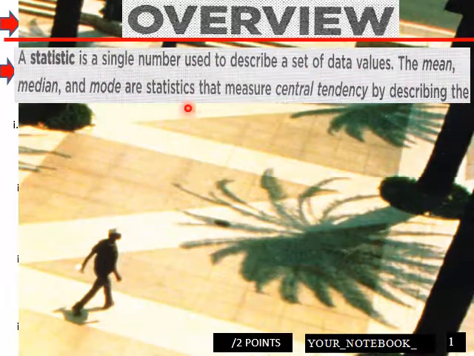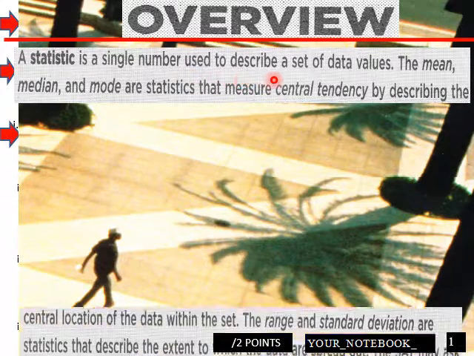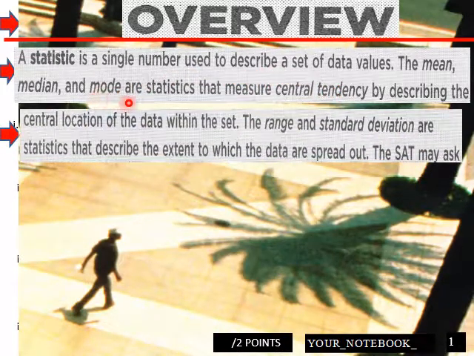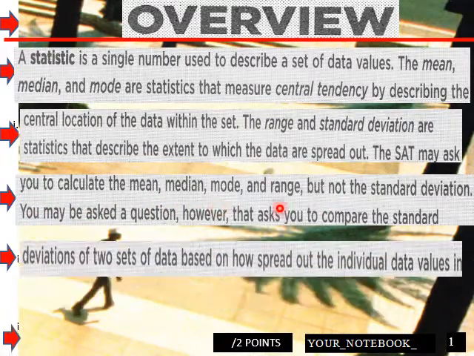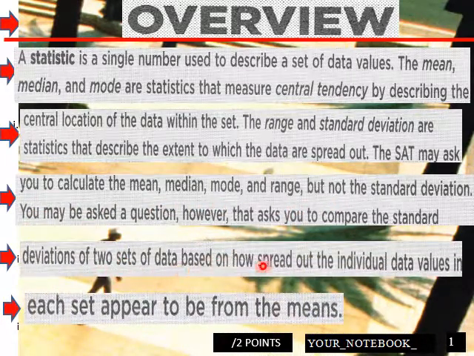So, overview. A statistic is a single number used to describe a set of data values. The mean, median, and mode are statistics that measure central tendency by describing the central location of data within the set. The range and standard deviation are statistics that describe the extent to which the data are spread out. The SAT may ask you to calculate the mean, median, mode, and range, but not the standard deviation. You may be asked, however, to compare the standard deviation of two sets of data based on how spread out the individual data values in each set appear to be from the means.